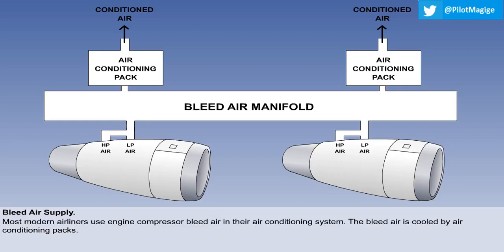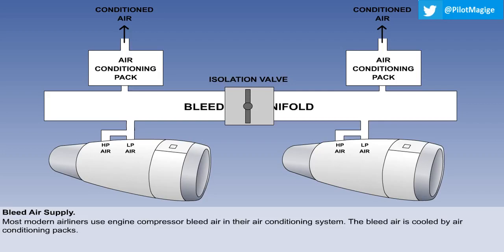Since the bleed air supply is always at a higher temperature than that required for passenger comfort, it needs to be cooled before use. The cooling is done by the air conditioning pack. In order to provide redundancy, there are 2 or more packs, fed from different sections of the bleed air duct.